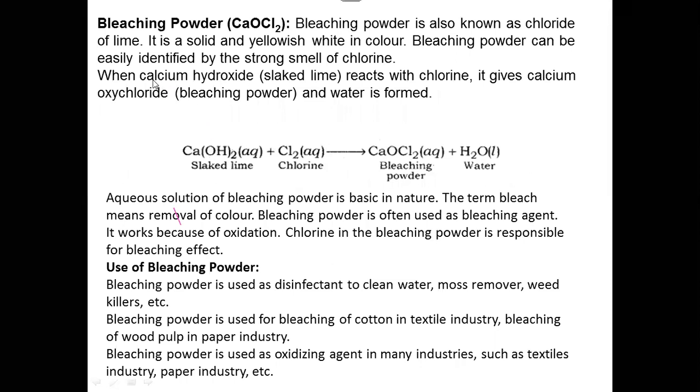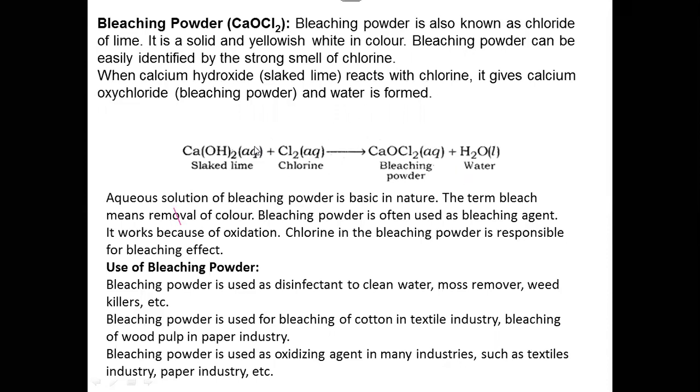Next example of salt is bleaching powder. Formula of bleaching powder is CaOCl2. Bleaching powder is also known as chloride of lime, and it is a solid yellowish white in color. Bleaching powder can be easily identified by the strong smell of chlorine.